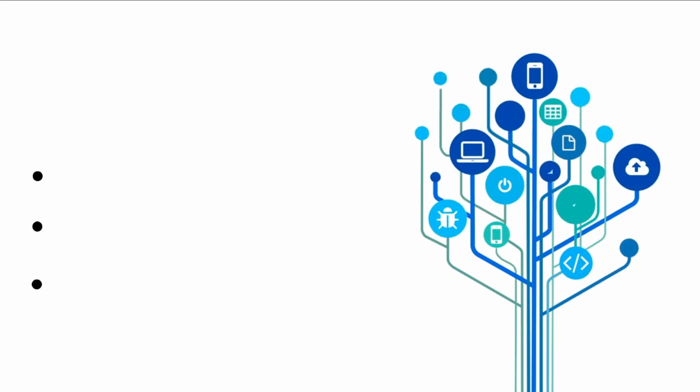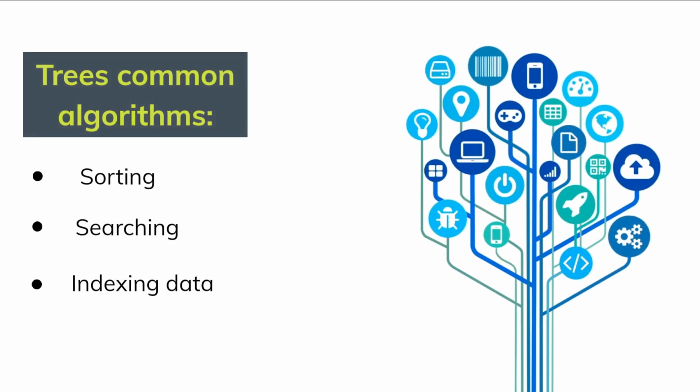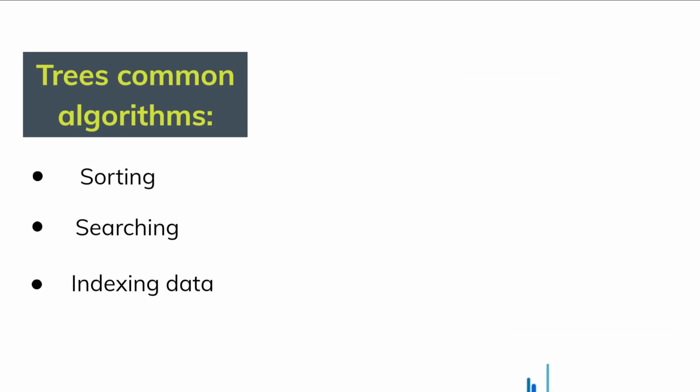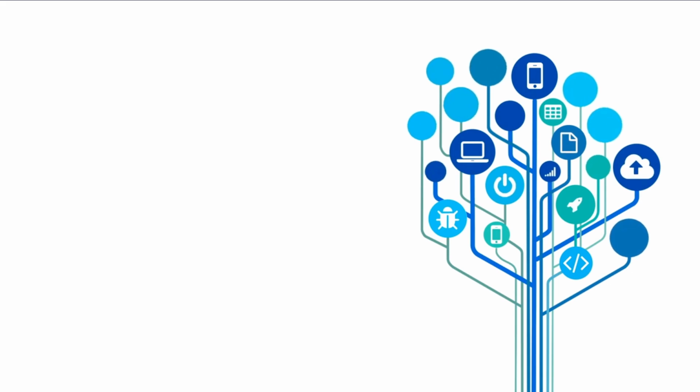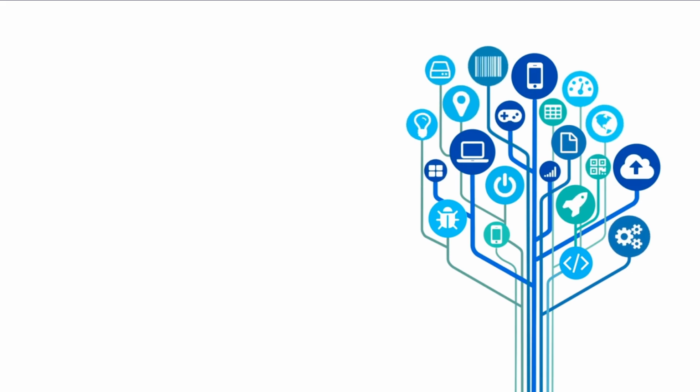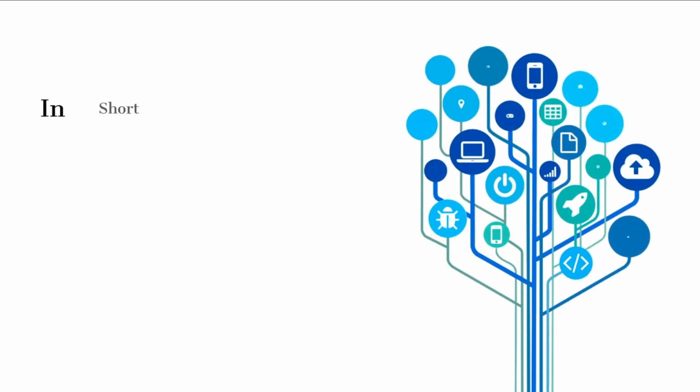But what makes trees truly exciting is the way they allow us to solve complex problems. With trees, we can implement algorithms for sorting, searching, and indexing data. We can represent complex relationships between data, like a social network or a decision tree. And we can do it all in a way that's fast and easy to use.